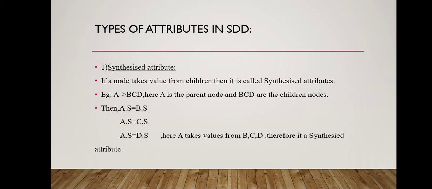Here is an example, a production rule. A implies BCD. A is a parent node and BCD are children nodes. And its corresponding semantic rules are A dot S equal to B dot S, A dot S equal to C dot S, and A dot S equal to D dot S. Here the parent node A accepts value from the children nodes B, C and D. Then the A attribute is a synthesized attribute.